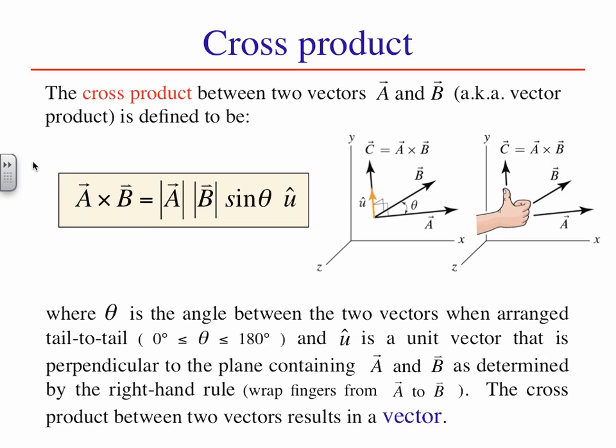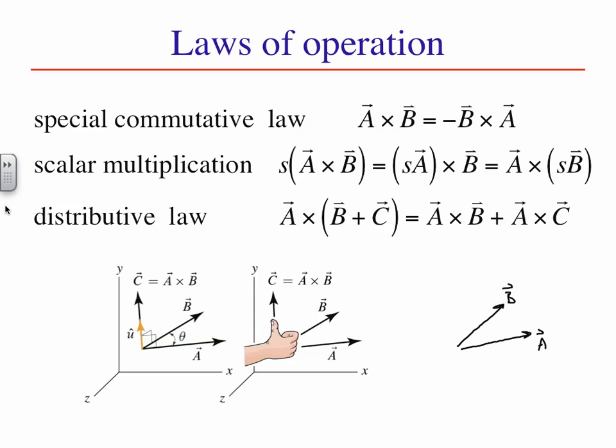The direction of the vector product A cross B is defined from the right-hand rule. Given the definition of the vector cross product, the cross product can be shown to obey laws of operation similar to those obeyed by the dot product. The one really important exception to this is the commutative rule. We are accustomed to thinking that order of multiplication makes no difference. A times B is the same as B times A. But this is not the case for the cross product.